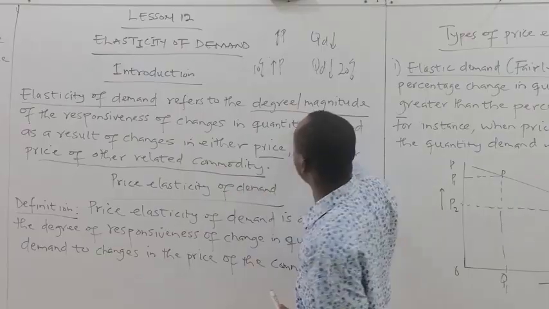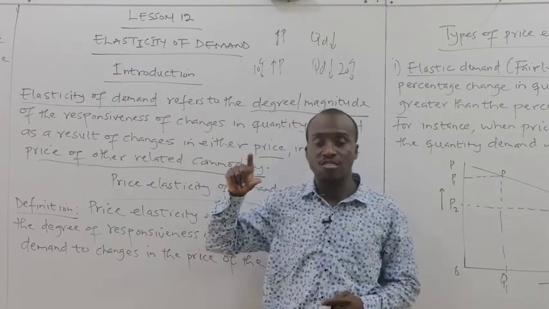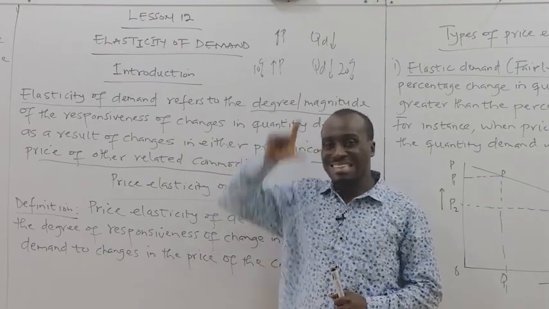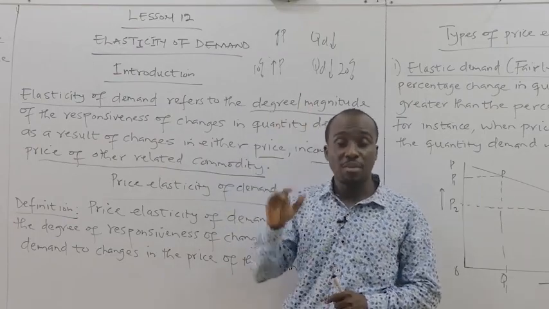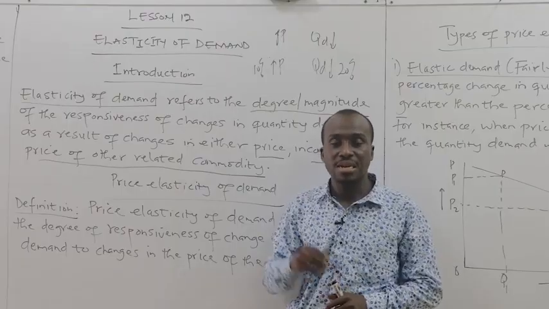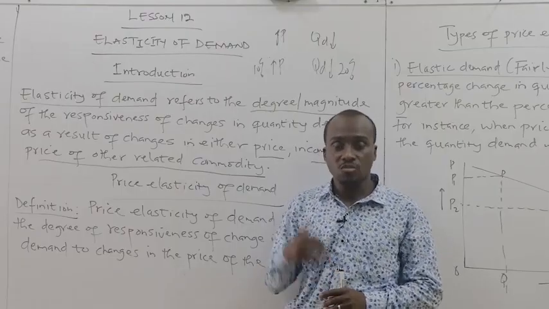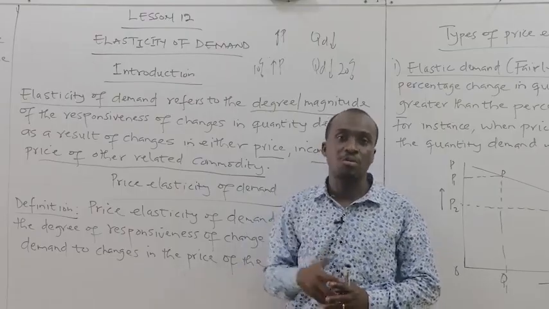It's the degree or the magnitude. It's telling you the extent. By what magnitude will you change your demand? Will you change it by 50%, 80%, 100%, 20%, so that we can now tell you the true story of what is going on?